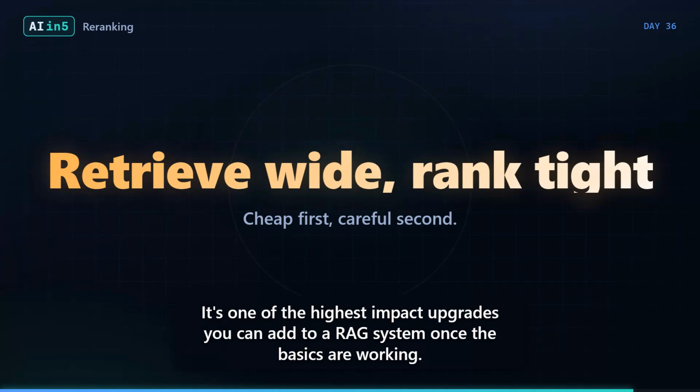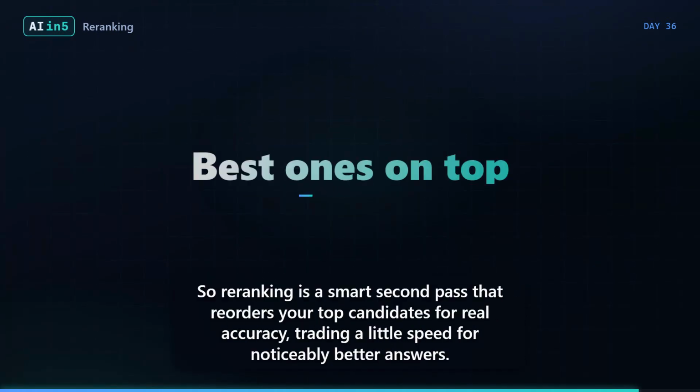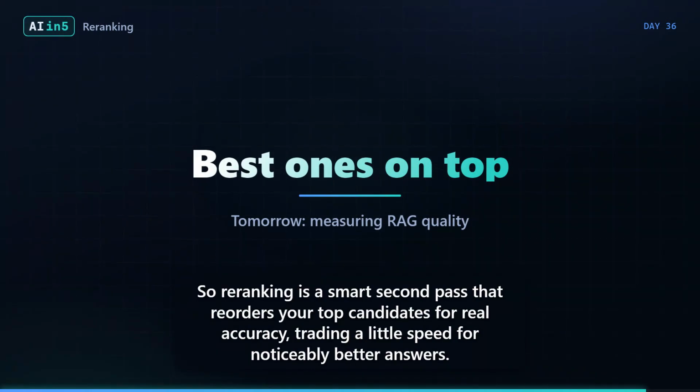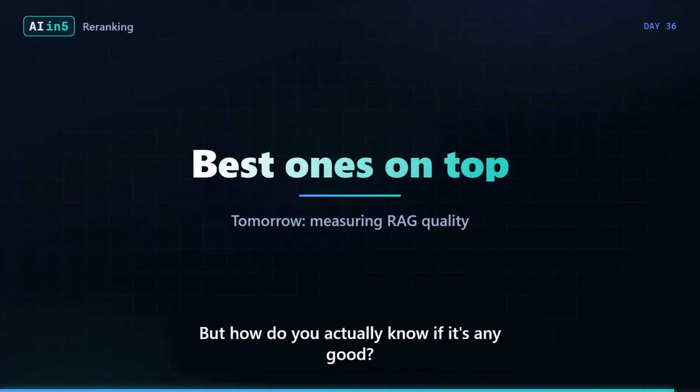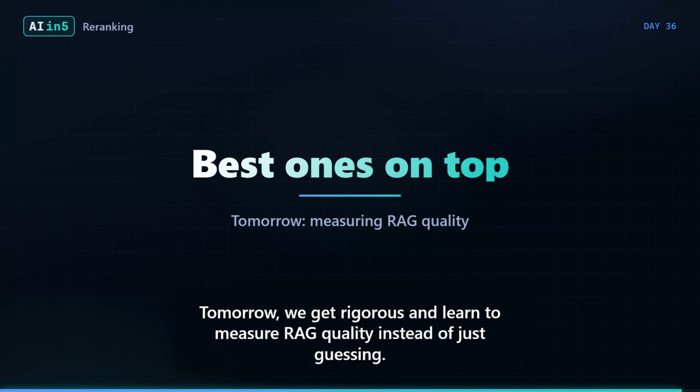So re-ranking is a smart second pass that reorders your top candidates for real accuracy, trading a little speed for noticeably better answers. We've now got a powerful pipeline. But how do you actually know if it's any good? Tomorrow, we get rigorous and learn to measure RAG quality instead of just guessing.